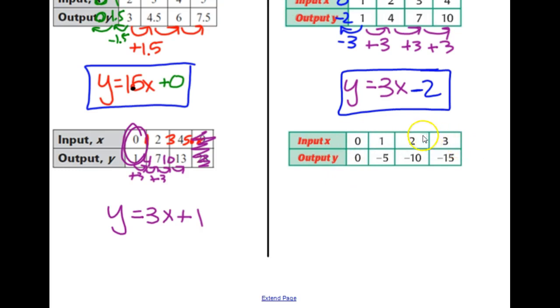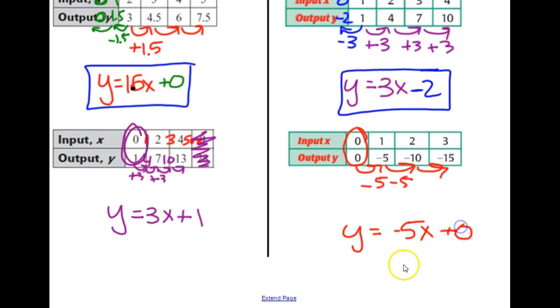Last, these go by ones, that's nice. Our pattern is going down this time. Instead of a positive, it says negative. We're subtracting 5. So y equals negative 5x. And then look for 0 in our table. There's already 0 there, and y is also a 0.